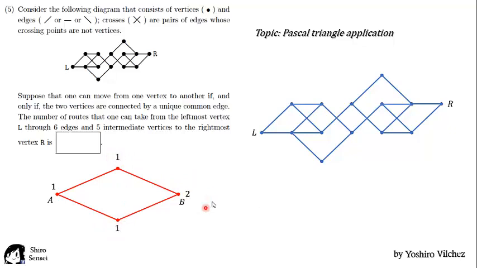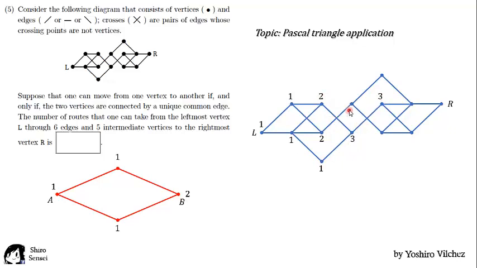We do the same in this problem. Start with 1 at point L. Here is the same, 1. Here is the same. Here is the sum, 1 plus 1 is equal to 2. Here is the sum, 1 plus 1 is equal to 2. Here is the same, 1 is equal to 1. Here is the sum, 2 plus 1 is equal to 3. Here is equal to 3.